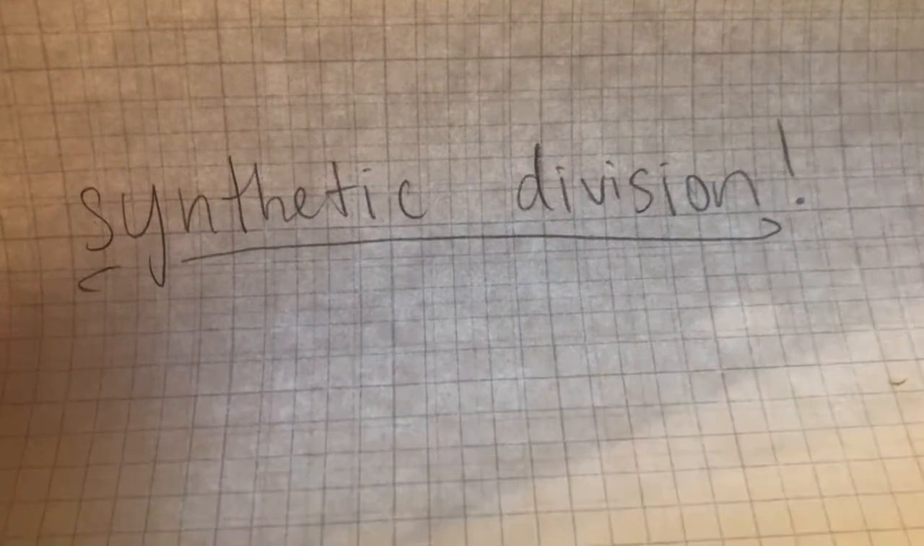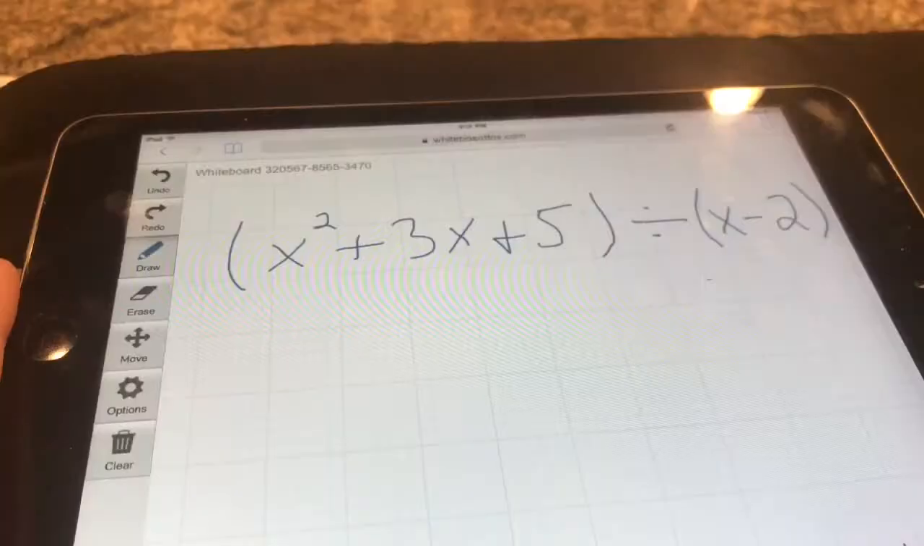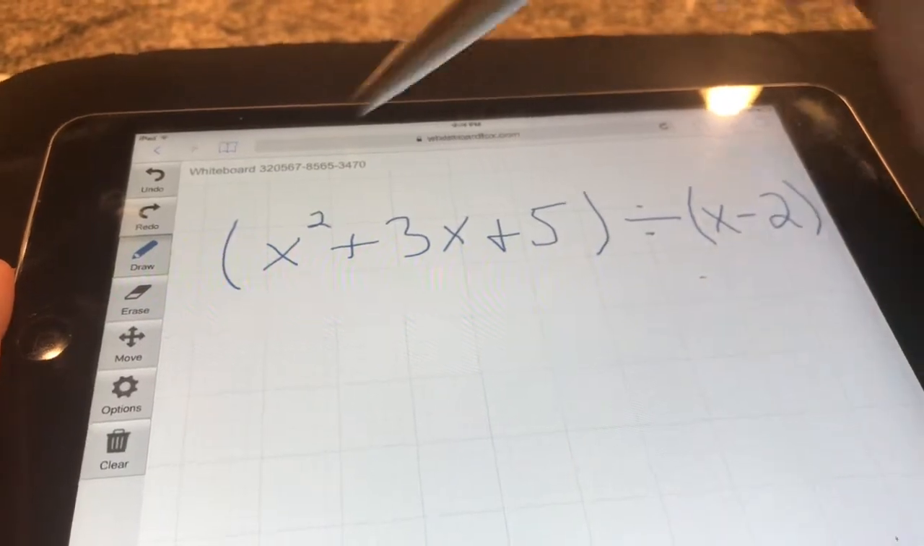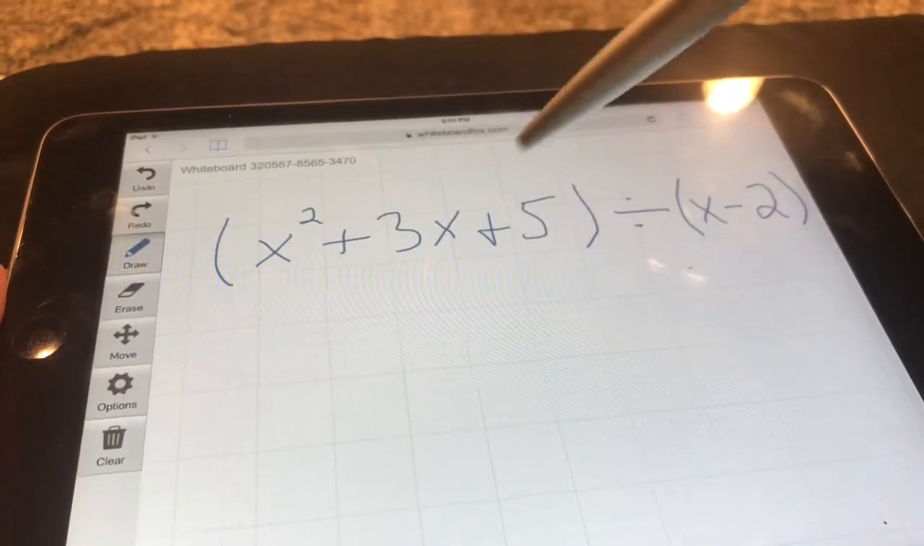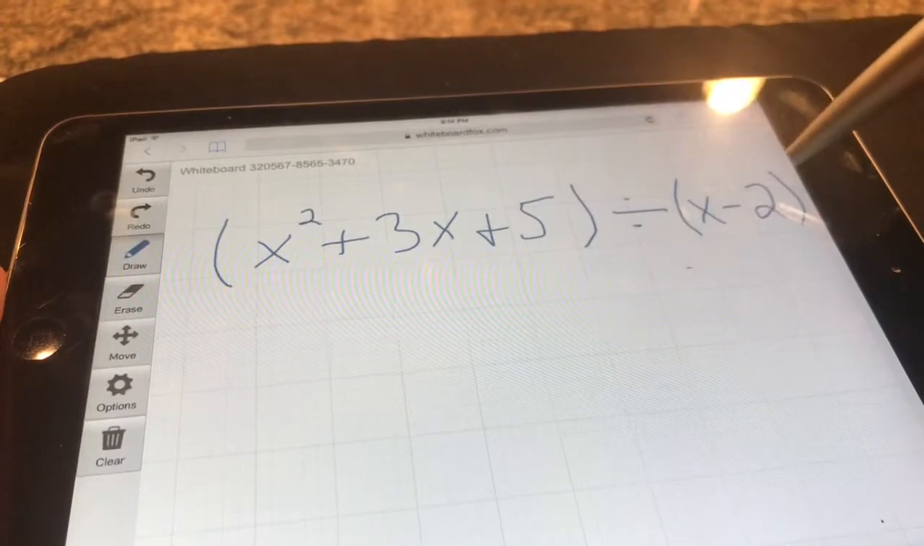Okay, so for this video, I am doing synthetic division. This example is x squared plus 3x plus 5 divided by x minus 2.